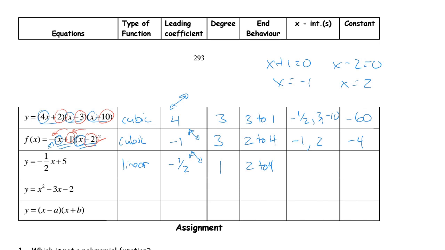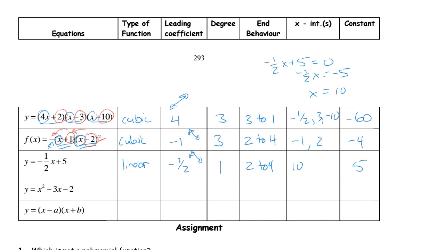The x-intercepts, well, in this case right here, we'll just erase what's up here right now. There's only the one real factor there, right? So what we'll do here is set that equal to 0. So negative 1/2 x plus 5 is equal to 0. So negative 1/2 x is equal to negative 5, and x is equal to positive 10. Okay, that's it. And the constant, well, I can see it right there. It's just going to be 5.